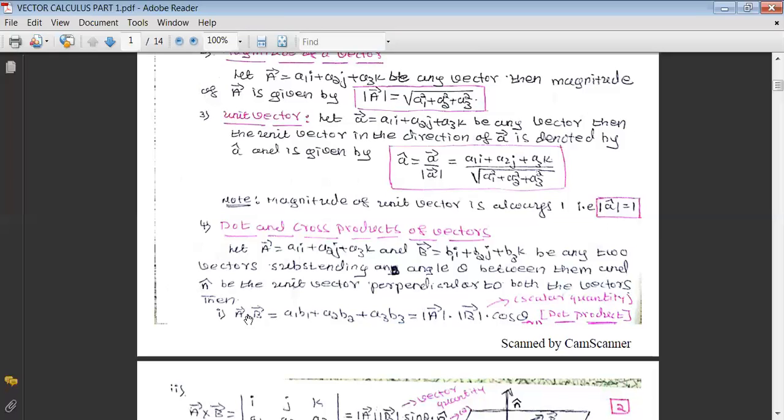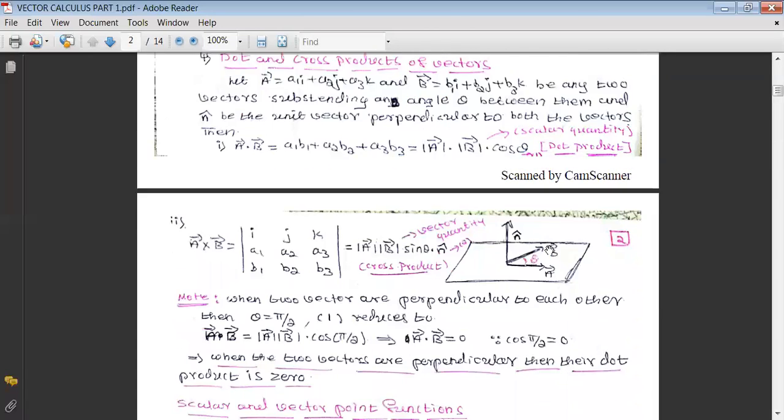This is referred to as the dot product. Once you look at this, the dot product is free from i, j, k, meaning it is free from the vectors, therefore it represents a scalar quantity. Therefore the dot product is always a scalar quantity. That is one more thing to keep in mind.